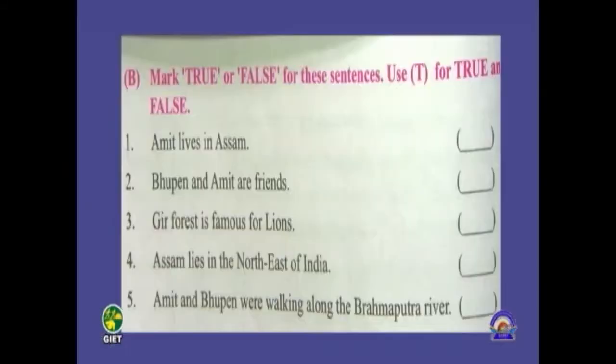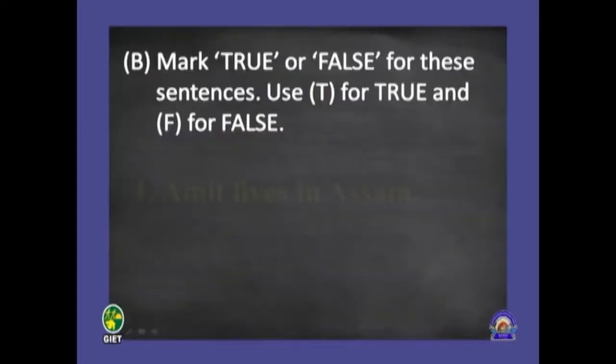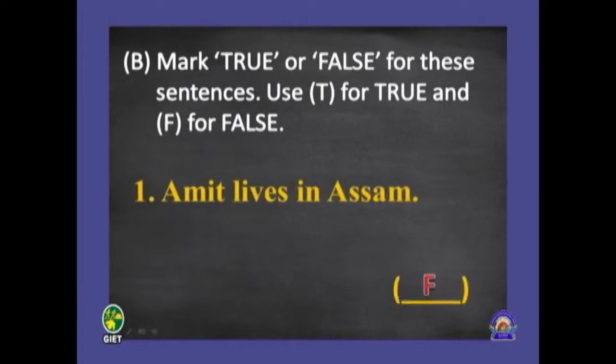Activity 6B. Open your textbook, page number 32. Mark true or false for these sentences. Use T for true and F for false. First sentence, Amit lives in Assam. Yes, it is false sentence. Amit lives in Assam. No, he lives in Gujarat.